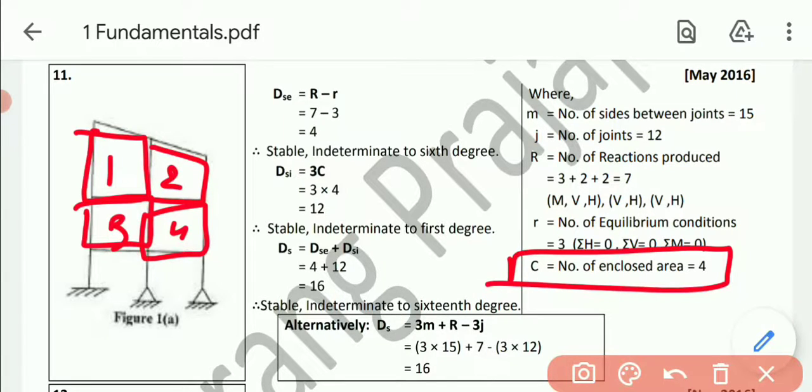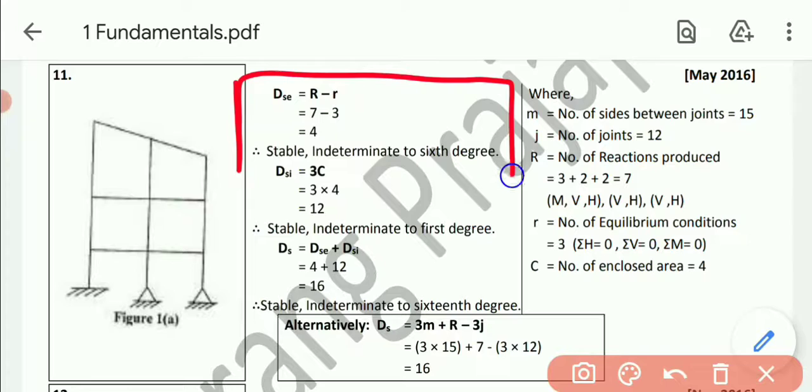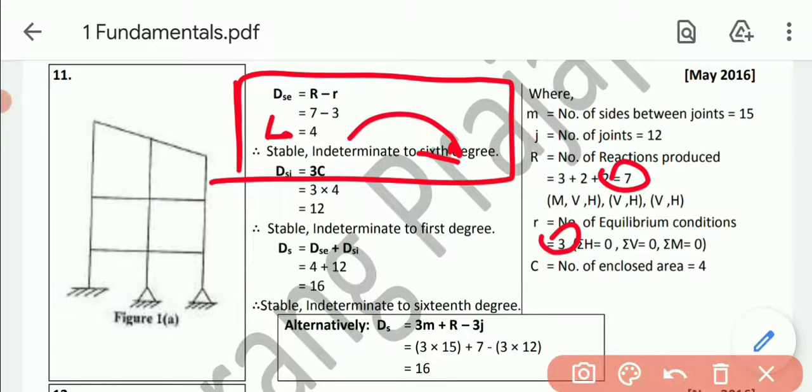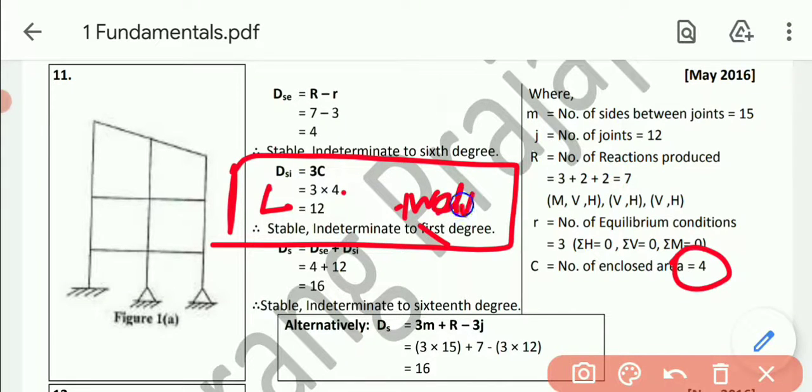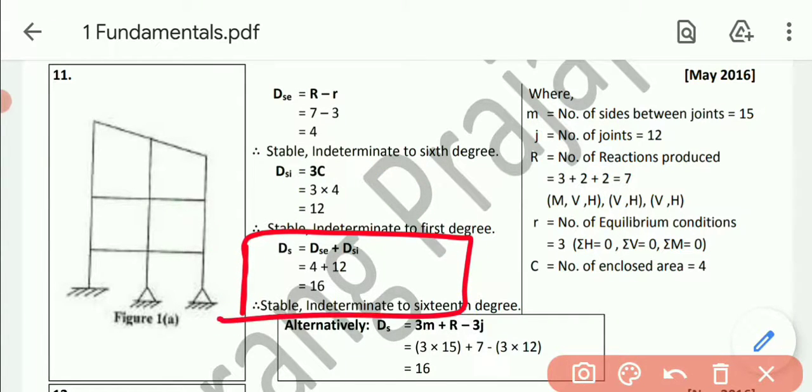Clear? So now let's solve the sum. DSE is capital R minus small r: capital R is 7, small r is 3, 7 minus 3, answer comes 4. Stable and indeterminate to 4th degree. Sorry guys, I didn't check this one before the recording. Okay, DSI is 3 times C, C is 4, so 3 times 4, answer comes 12. So stable and indeterminate to the 12th degree. And finally DS is DSE plus DSI, 4 plus 12, so answer comes 16. Stable and indeterminate to 16th degree.